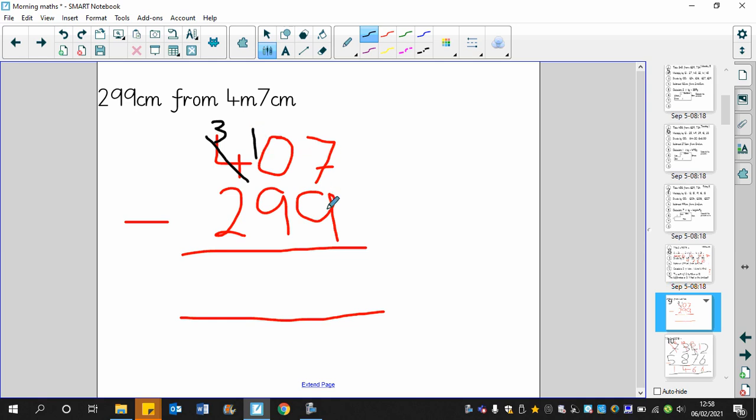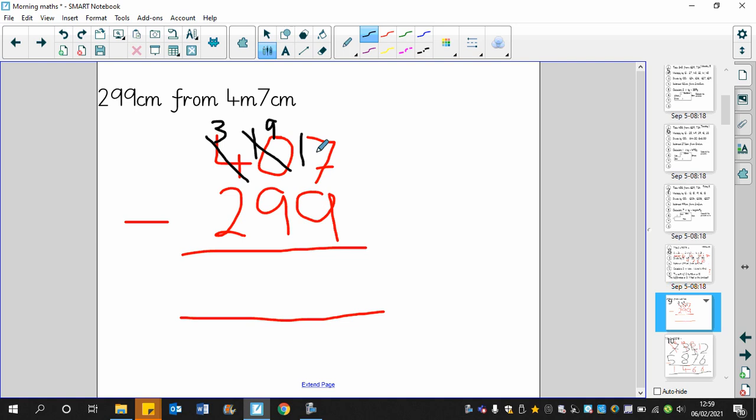7 take away 9 we can't do. Go to this column to exchange. Yes, we can. So that 10 now becomes a 9. Remember, do this in step by step order. And then that 7 becomes a 17. Remember, one of those is worth 10 of these.